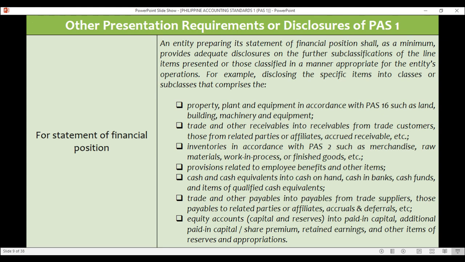Trade and other payables into payables to trade suppliers, those payables to related parties or affiliates, accruals and deferrals. Equity accounts, capital and reserves into paid in capital, and the additional paid in capital or the share premium, retained earnings and other items of reserves and appropriations.